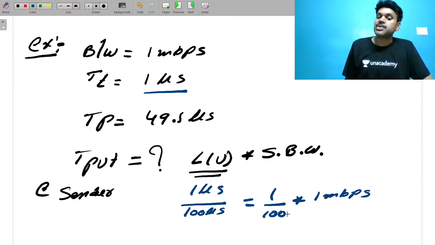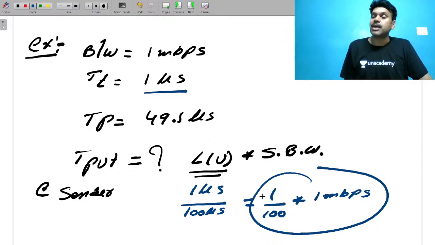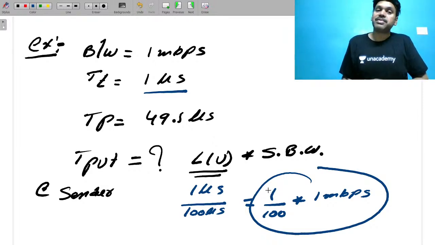So what is your answer? Your answer is this much. So this is your throughput now. It's nothing but link efficiency into your bandwidth. That's it, my dear friends, for today's session. So tomorrow at the same time we will meet, 10 p.m.